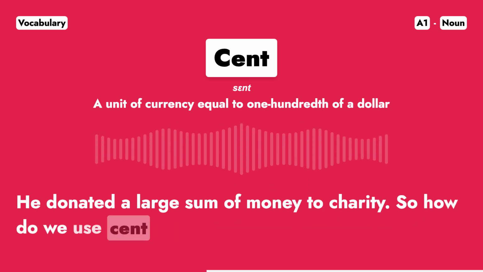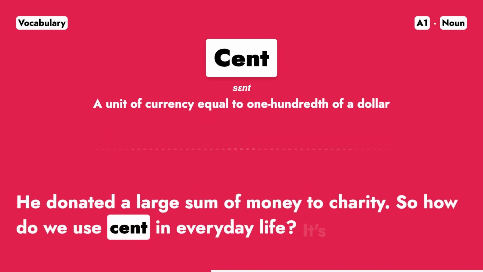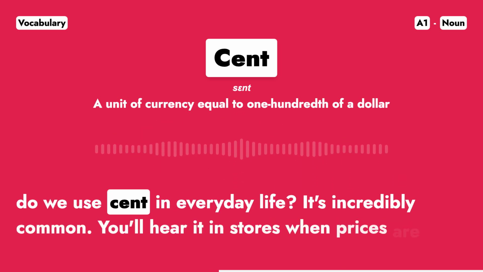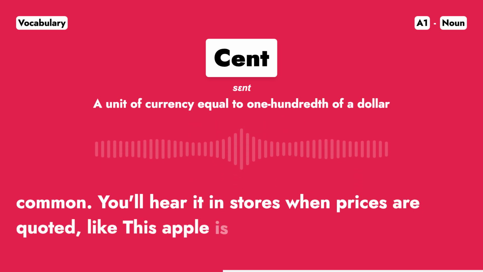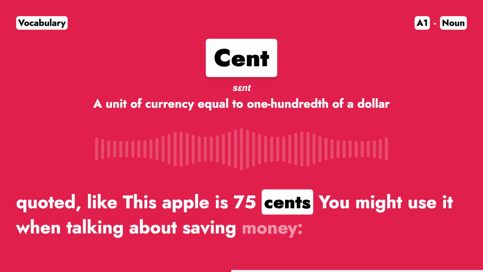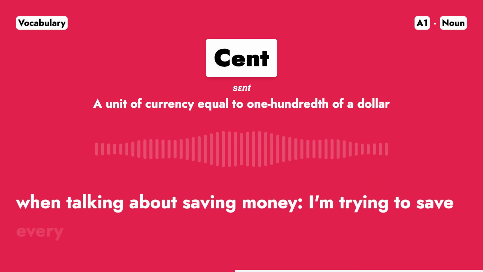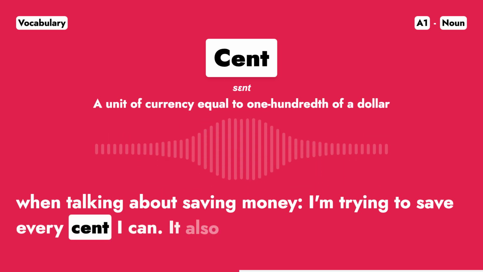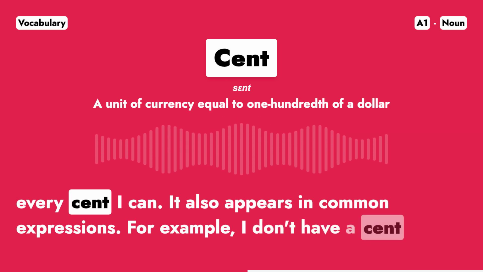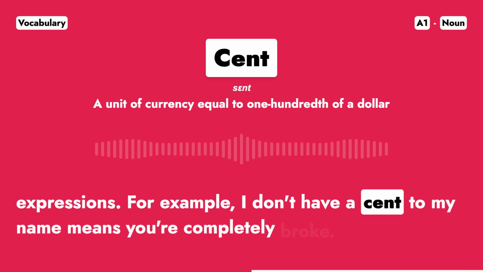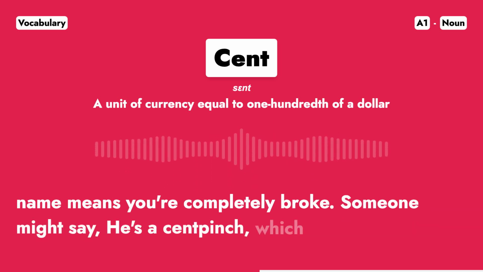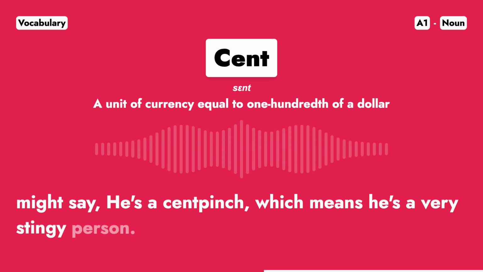So, how do we use cent in everyday life? It's incredibly common. You'll hear it in stores when prices are quoted, like this apple is 75 cents. You might use it when talking about saving money. I'm trying to save every cent I can. It also appears in common expressions. For example, I don't have a cent to my name means you're completely broke. Someone might say, he's a cent pinch, which means he's a very stingy person.